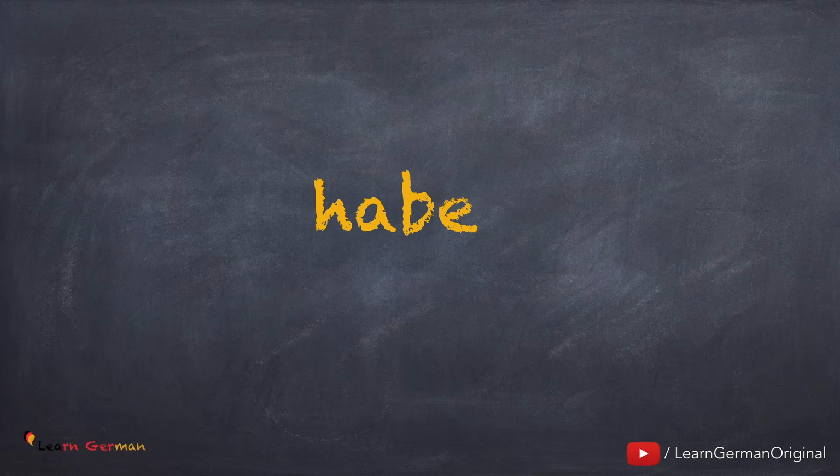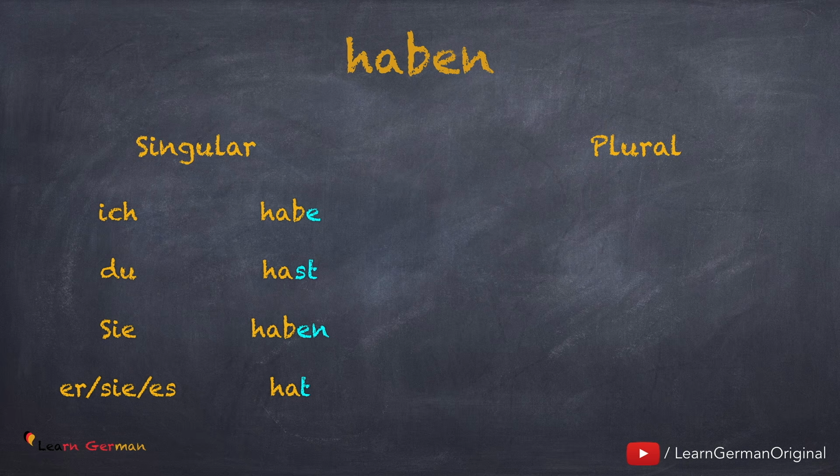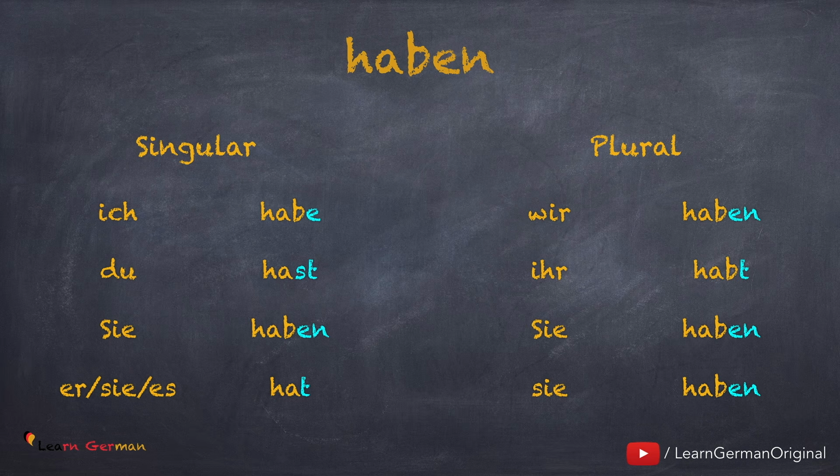Now let's conjugate the verb haben. Remember the pronouns we did in the previous lesson? We will be listing all these pronouns and conjugate the verb haben with each one of them. Do repeat after me. Here are the pronouns in singular. Ich habe, du hast, sie haben, sie es hat. Now the pronouns in plural. Wir haben, ihr habt, sie haben.